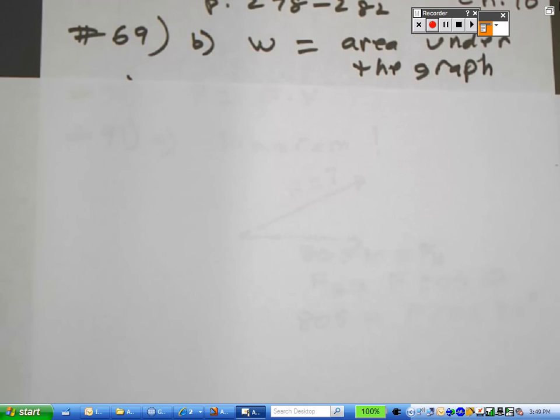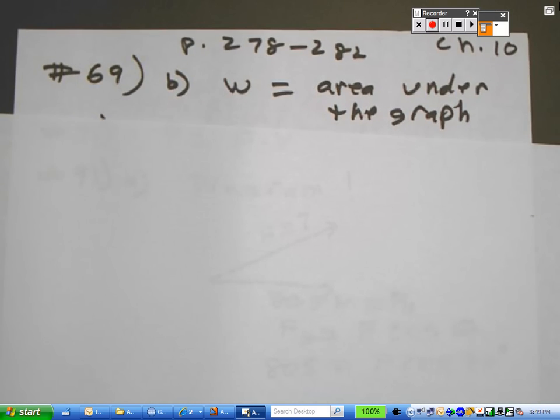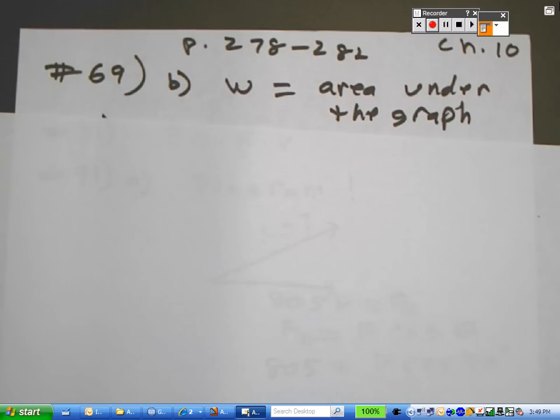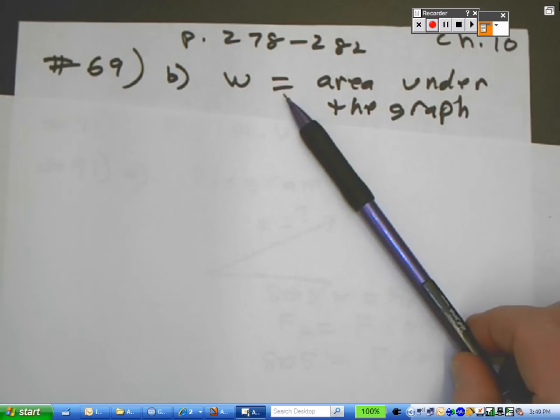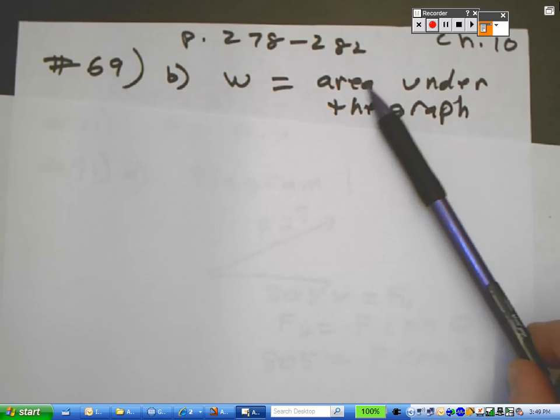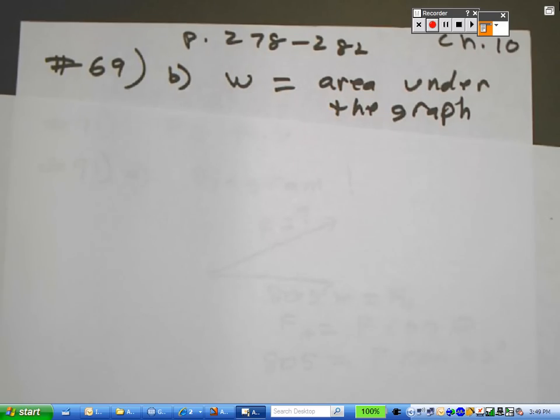Number 69 is a slightly different kind of problem. For part B, you are given a graph and they ask for the work. Remember, the work is the area under the graph of force times distance.